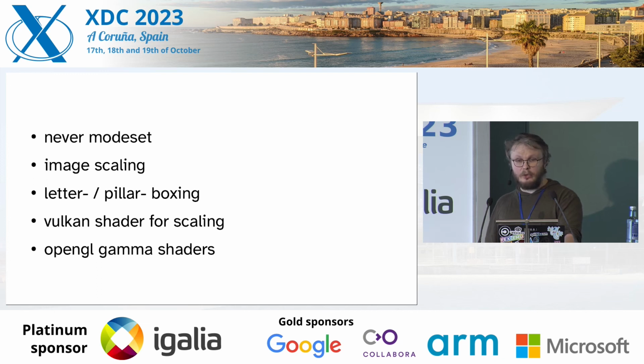So the idea is that you never mode set. You try to do image scaling, accelerated whenever you can. And there's also letterboxing and pillarboxing going on on demand if you need that sort of thing. There's also a Vulkan shader for scaling that we have. There's an OpenGL gamma shader because it's mostly for the older games that use WineD3D for DirectX 1 through 8.